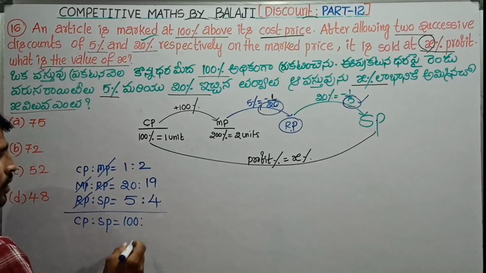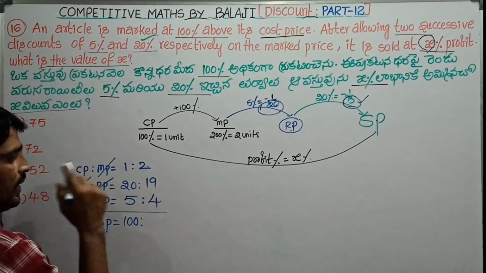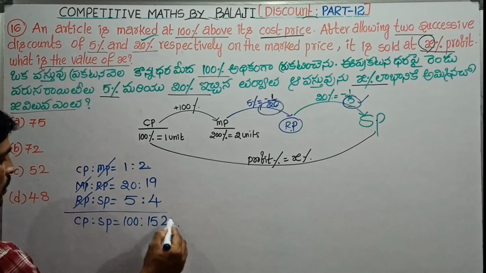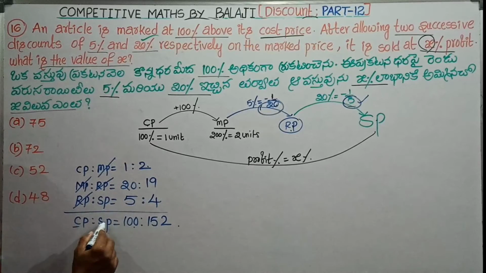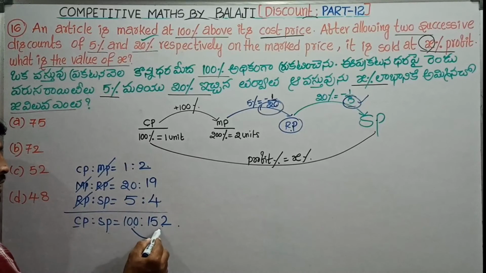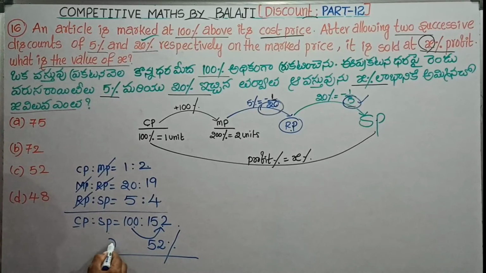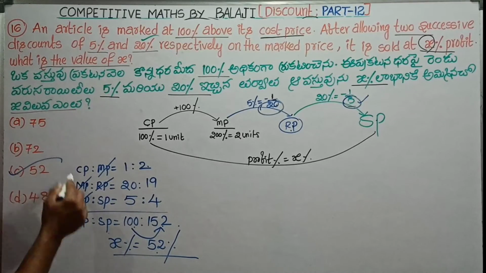2 5s are 10, 2 4s are 8, 8 19s are 80 plus 72, 152. If cost price is 100 units, then selling price is 152 units. There is profit, 52 units over 100, which gives directly percentage. So X percentage equal 52%. So X value is 52.